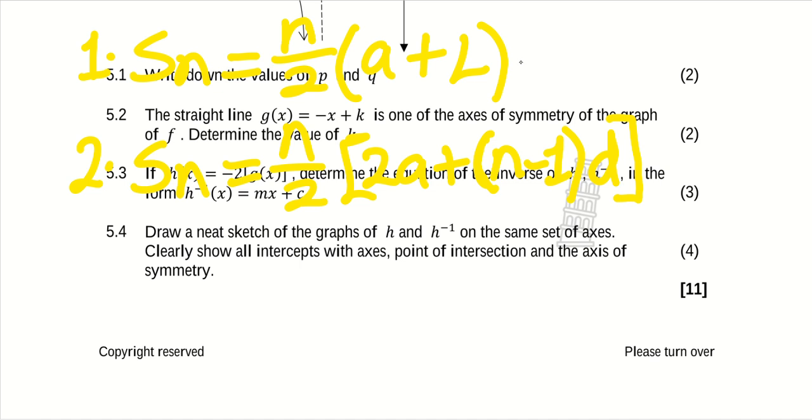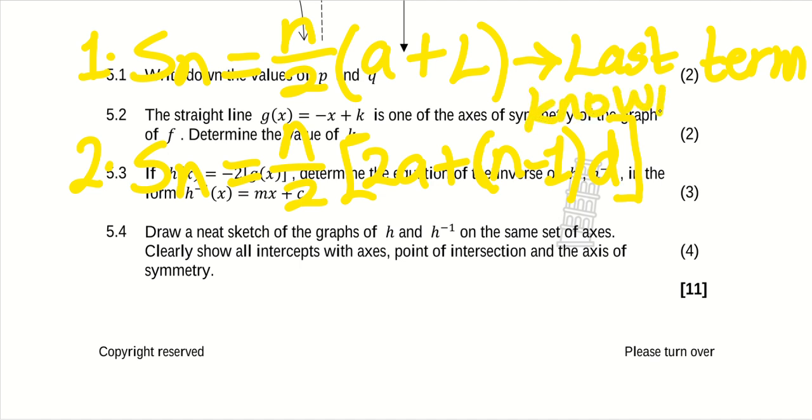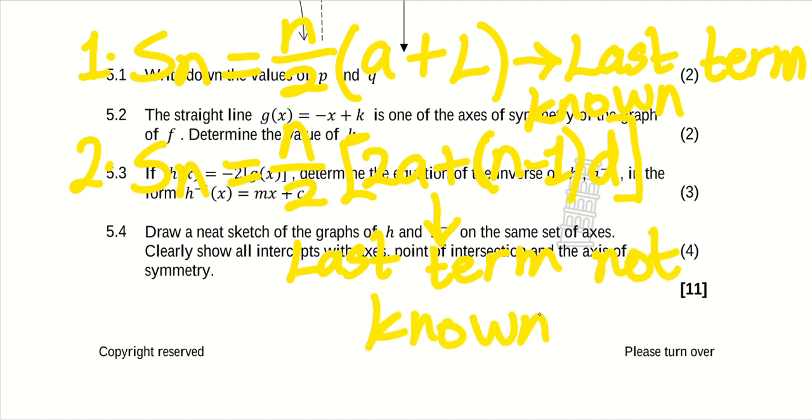The first formula, you use it if you know the last term of the sequence or of the series. So you use this one if the last term is known. If you know what the last term is from whatever they've given you there, then you use formula 1. But if you don't know, you're going to be forced to use formula 2. So formula 2 is if the last term is not known. If you don't know what the last term is, then you use formula 2. So that's the difference. You cannot just use any of the two formulas.